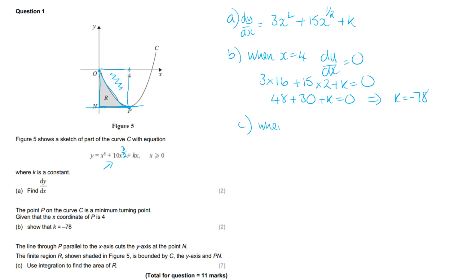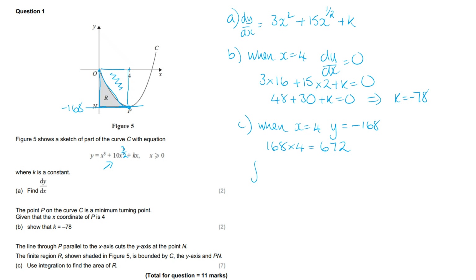So when x is equal to 4, y is equal to 4 cubed plus 10 times 4 to the 3 over 2, and then subbing in k being minus 78, times that by 4, that comes out to be 168. So a minus 168. So what we need to do is ignore the fact that it's minus and just do 168 times 4, which comes to 672, which is the area of the whole rectangle.